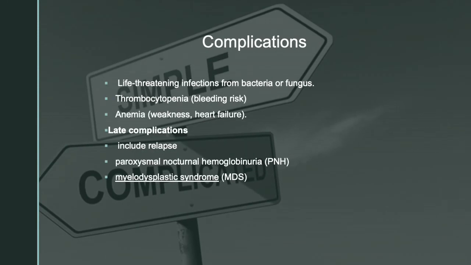Complications of aplastic anemia are life-threatening infections from bacteria or fungus, thrombocytopenia, anemia. Late complications include relapse, paroxysmal nocturnal hemoglobinuria, PNH, or myelodysplastic syndrome, MDS.